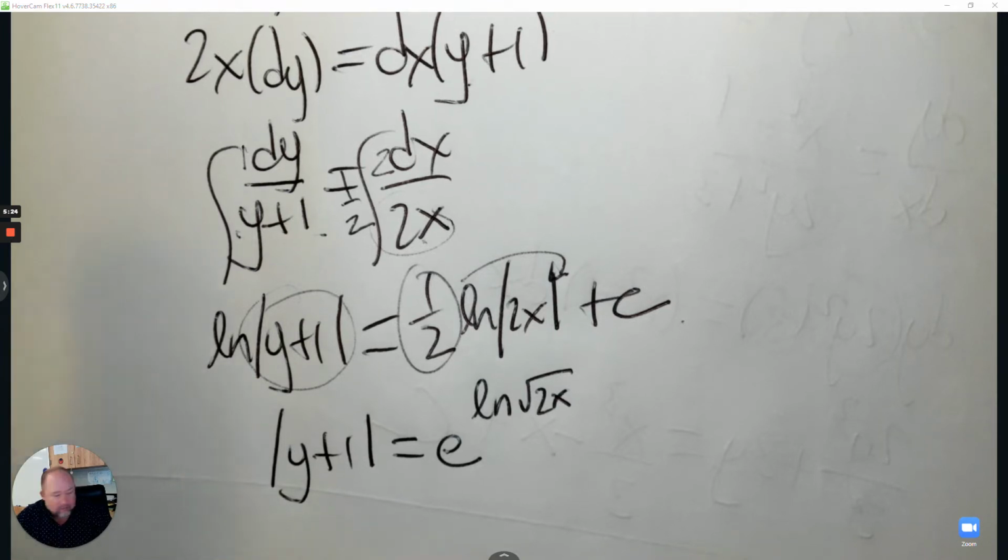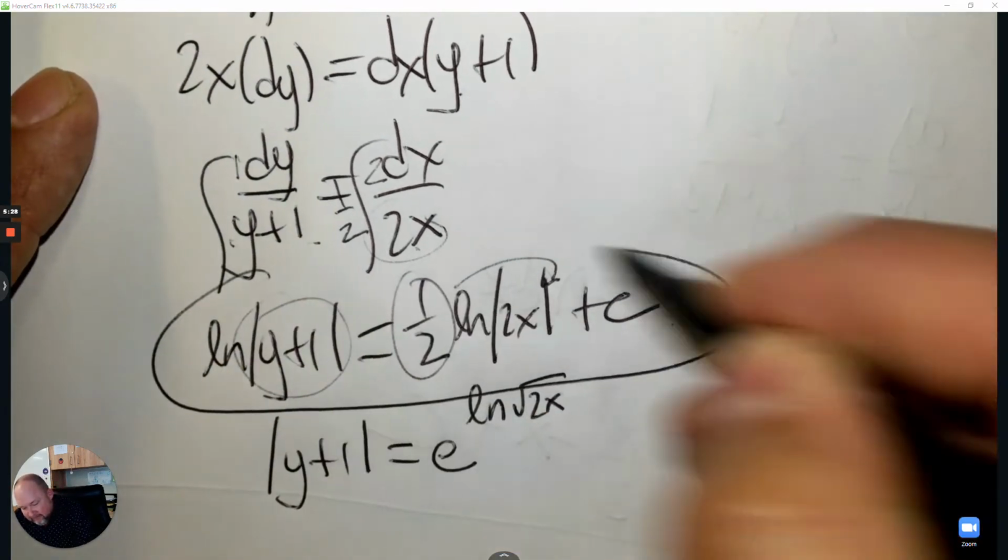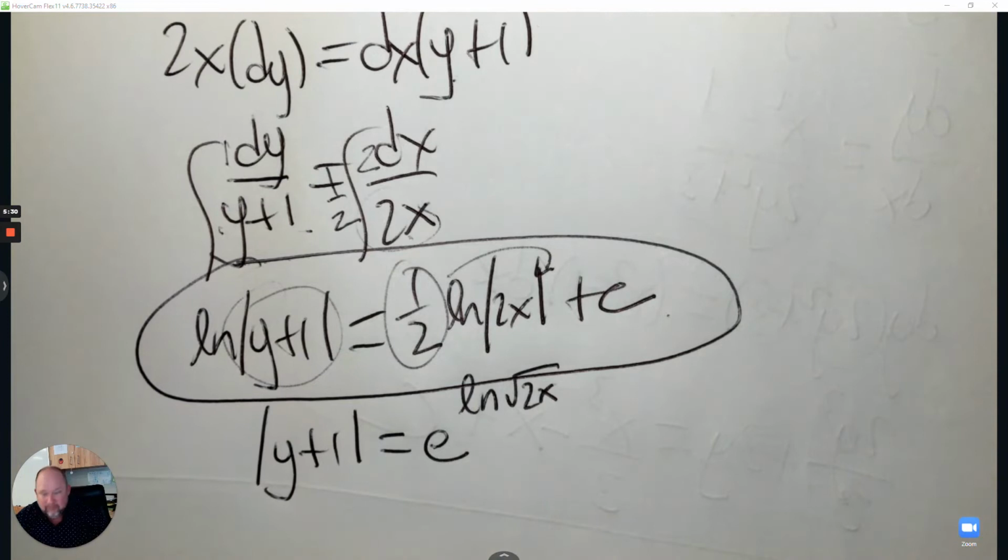Oh, for number 3, it said don't even try to solve it, right? I'm not even following the rules. So in number 3, leave it just right like that. I was just looking at the answer key.